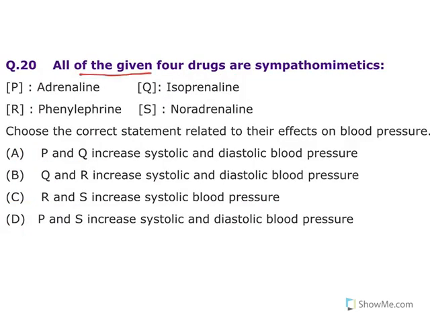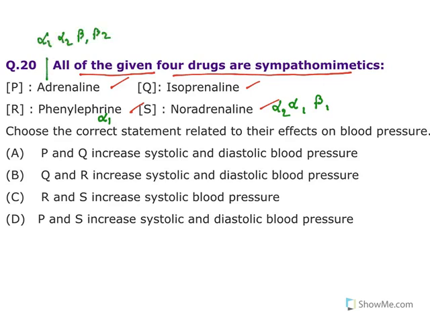Now, all of the given 4 drugs are sympathomimetics. See, adrenaline, isoprenaline, phenylephrine, noradrenaline. All of them are sympathomimetics, but there is a difference. We need to understand the difference. Phenylephrine selectively acts on alpha-1 receptors, whereas noradrenaline acts on alpha-1, beta-1, and alpha-2. Adrenaline acts on alpha-1, alpha-2, beta-1, and beta-2. Isoprenaline acts on beta-1 and beta-2.